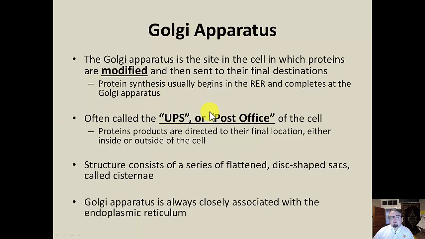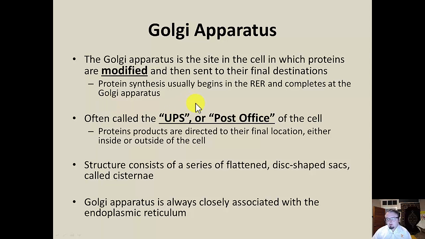The reason is because the Golgi Apparatus largely functions to receive substances like proteins and lipids created from the endoplasmic reticulum. So it receives those products and then redirects them as to where they're supposed to go. So it says here, it's the site in which the cell's proteins are modified and then sent to their final destination. Protein synthesis usually begins in the RER, the rough endoplasmic reticulum, and completes at the Golgi apparatus. So in the Golgi apparatus, proteins are being sent from the endoplasmic reticulum once they're produced. Now let me find a figure here of that.